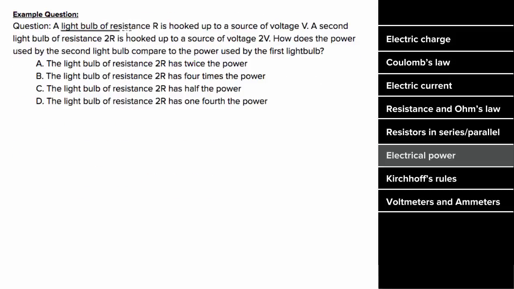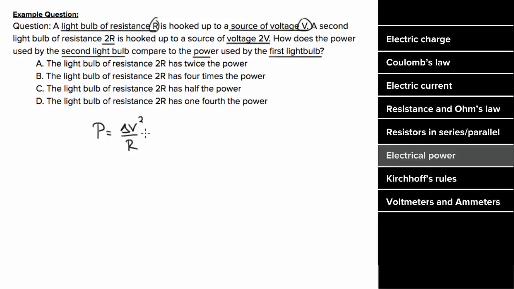Let's say a light bulb of resistance R is hooked up to a source of voltage V, and a second light bulb of resistance 2R is hooked up to a source of voltage 2V. How does the power used by the second light bulb compare to the power used by the first light bulb? Since we have information about R and V, I'll use the version of the power formula that says that the power used by a resistor is going to be delta V squared over R.